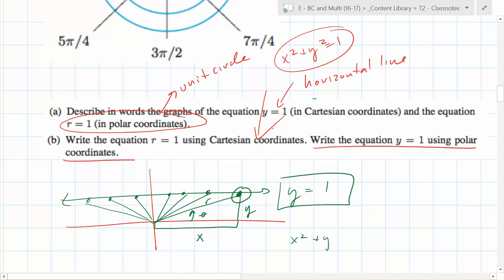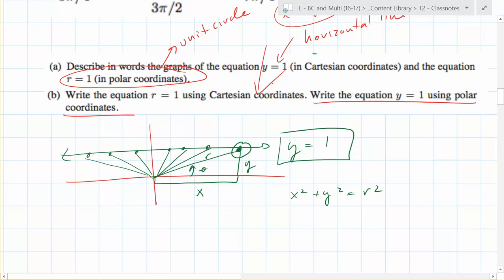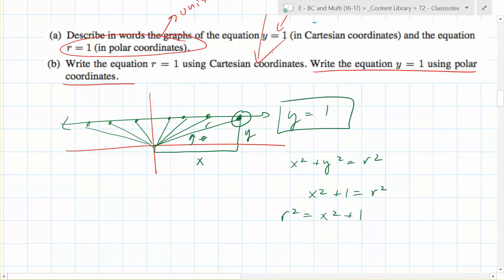X squared plus y squared is equal to what? R squared, but what does y always equal? 1. So x squared plus 1 is equal to r squared. Oh, that's cool. We have r squared is equal to x squared plus 1. So what does r equal? The square root of x squared plus 1. Plus or minus? We want plus, because r has to be positive. We want to keep the principal root.